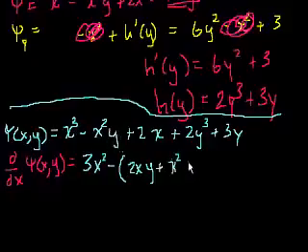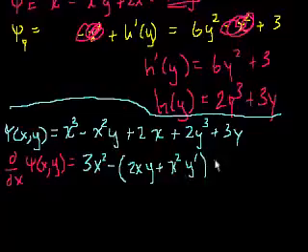Well, that's just y prime, right? It's the derivative of y with respect to y, which is 1, times the derivative of y with respect to x, which is just y prime. Fair enough. Plus the derivative of this with respect to x is easy, 2. Plus the derivative of this with respect to x. Well, let's take the derivative of this with respect to y first. We're just doing implicit differentiation and the chain rule.